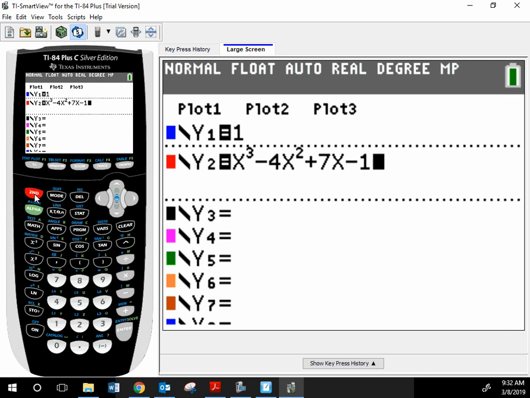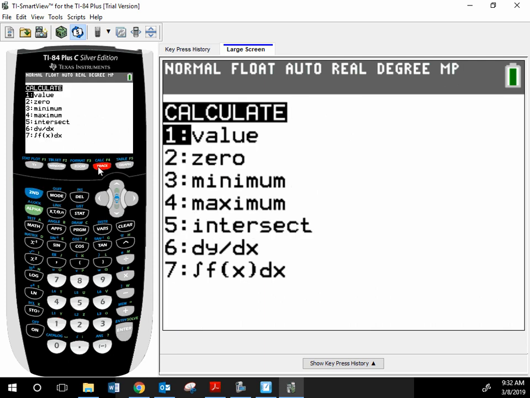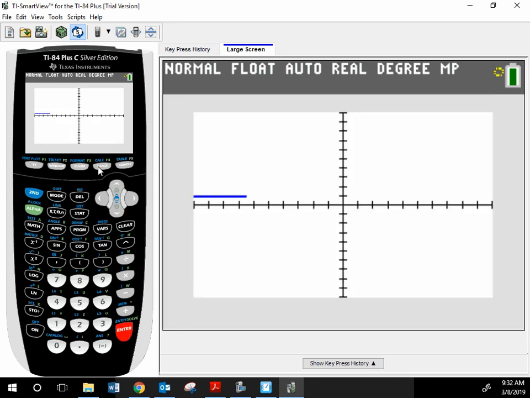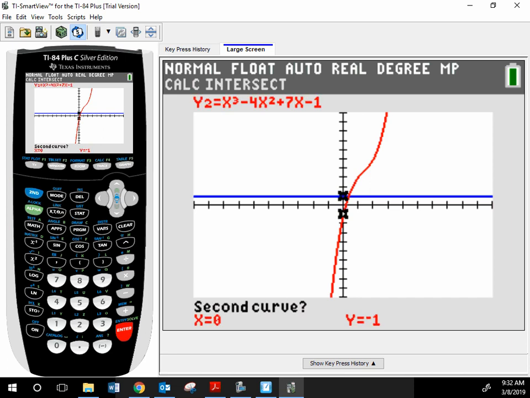So when we graph and find our intersection, did yours look like this? Okay. All right, so when we find our intersection, we get 0.34937081. Okay. If you did not get that, double check your equations. You should have 1 on one side and then x cubed minus 4x squared plus 7x minus 1. Make sure you use the minus, not the negative sign.